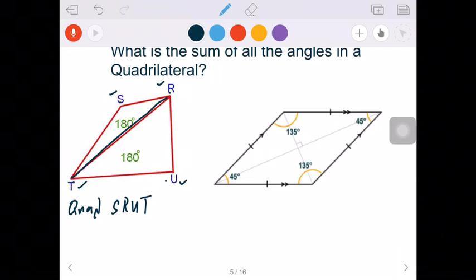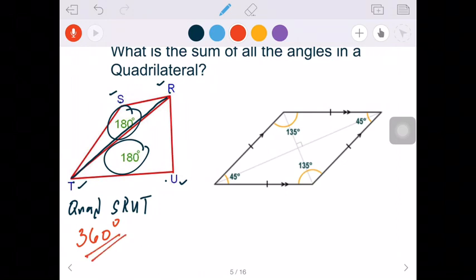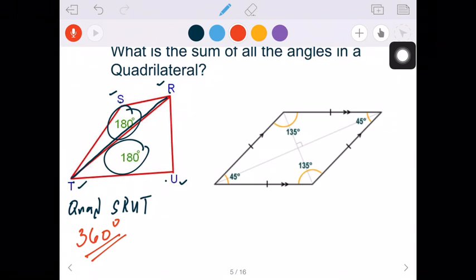And before this topic, we've learned that in a triangle, the sum of all the measures of the angles is equal to 180 degrees. And so with that thought, we can surmise that in a quadrilateral, the sum of all the angles would be 360 degrees, because basically you can make two triangles out of a quadrilateral, which means that the sum is 360 degrees.